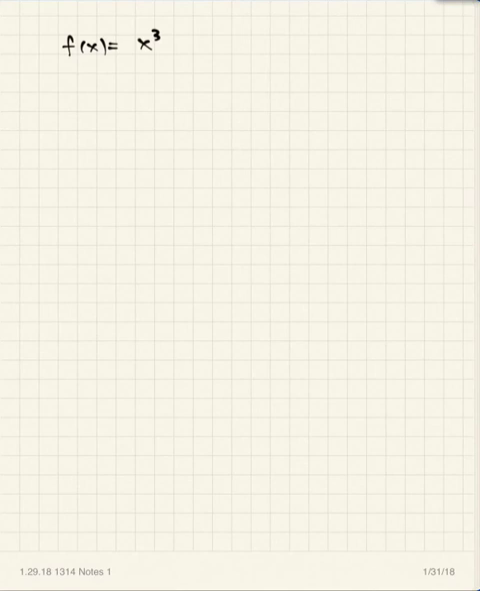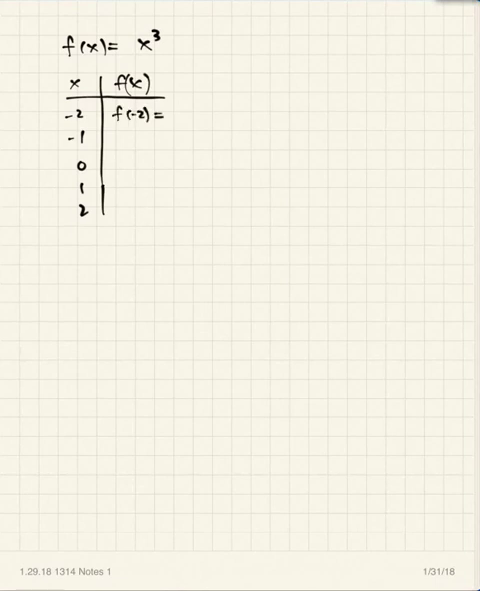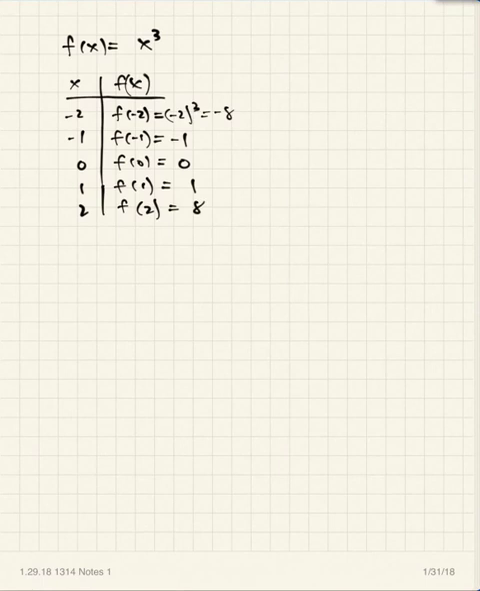If you look at plotting points to make a sketch of that graph, first of all, if you use -2, -1, 0, 1, and 2, you get f of -2, which is -2 cubed, or -8. F of -1 is -1. F of 0 is 0. F of 1 is 1. And f of 2 is 8. And you get a graph that looks like this one right here.